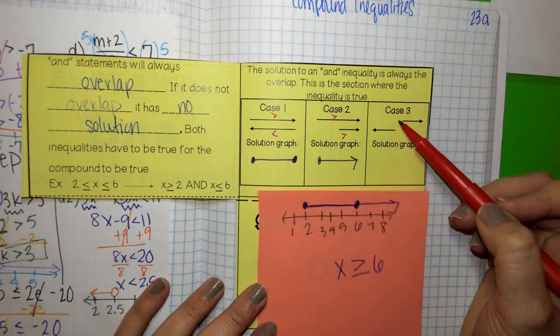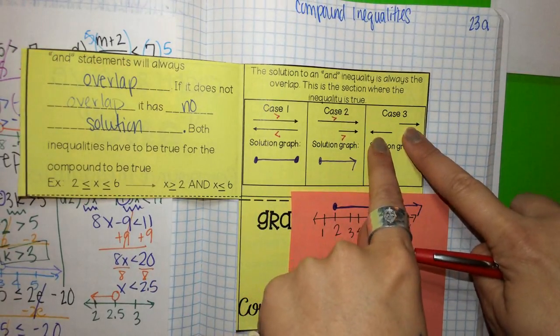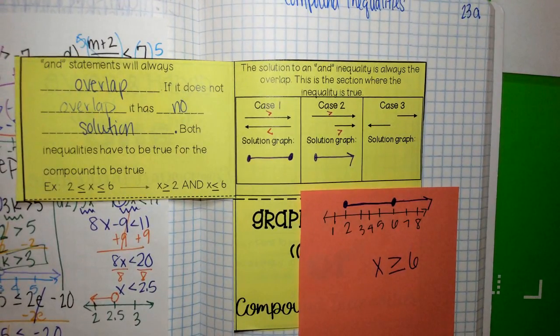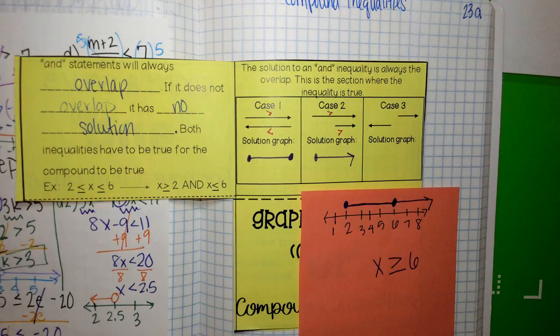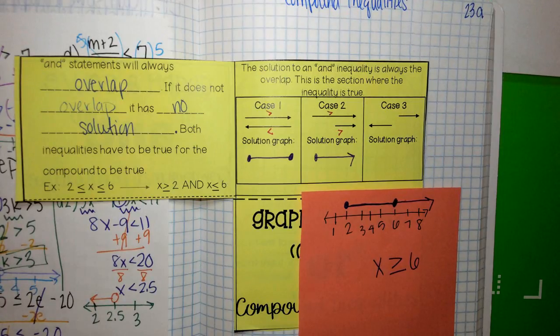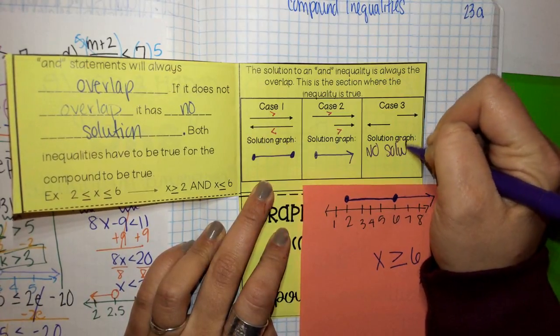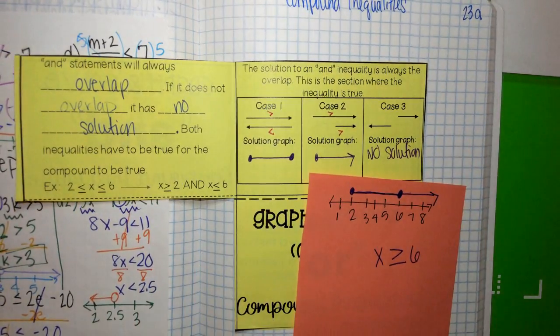Now, these two are going in opposite directions, and do they overlap at all? No. So what happens if they don't overlap? What does it say if it does not overlap in our directions? No solution. You would just write no solution. Don't put a 0 with a line through it because that means 0. Just write no solution.